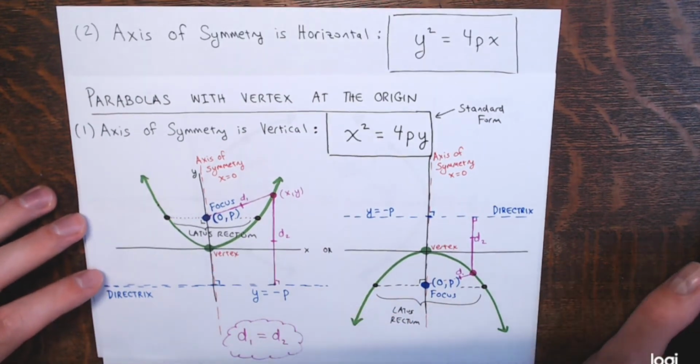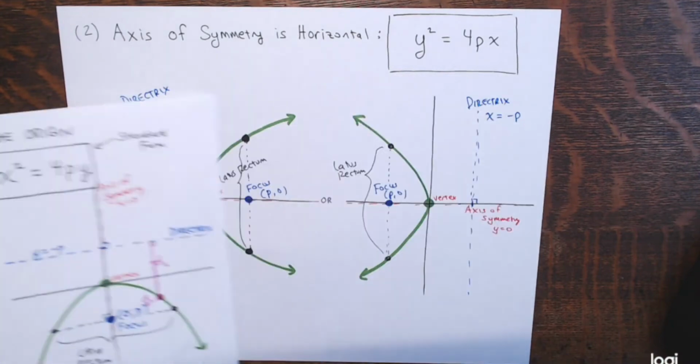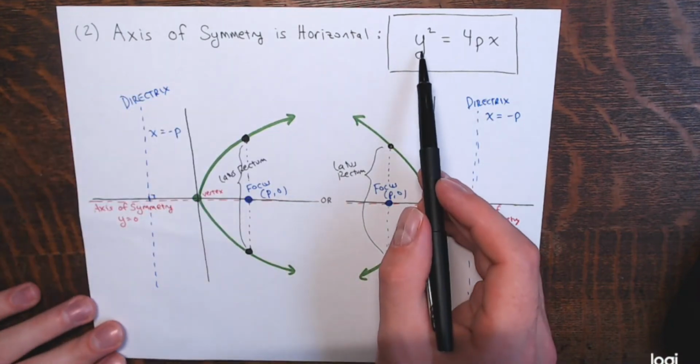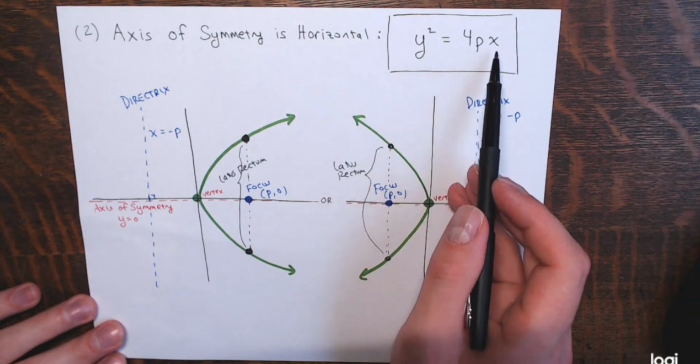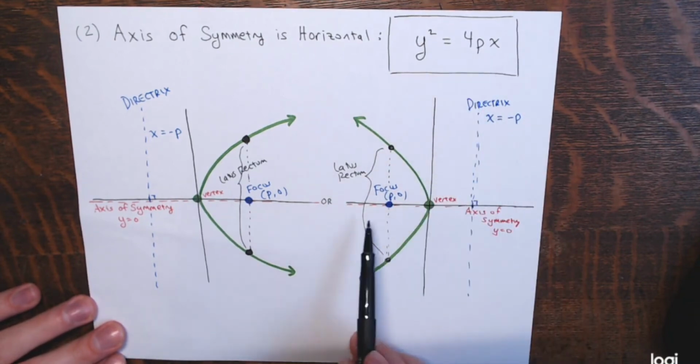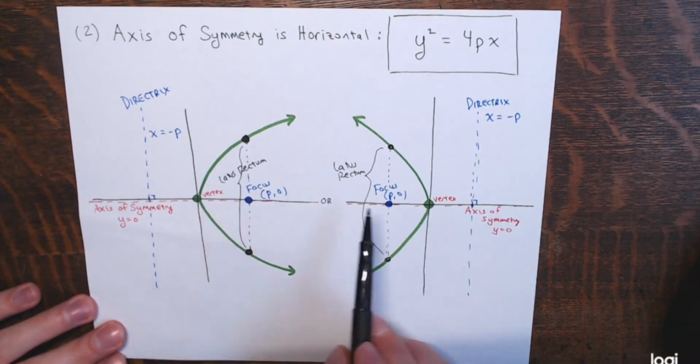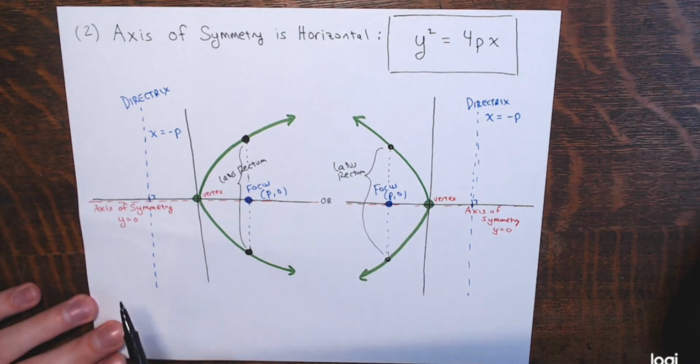Right? When the axis of symmetry was horizontal, it was the other way around. It was y squared equals 4px. But still the same stuff. The value of p told you which way the focus was. If p was positive, it was to the right of the vertex. If p was negative, it was to the left of the vertex.